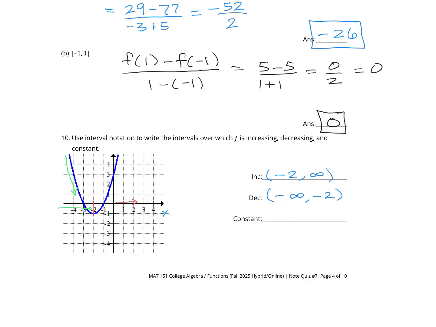And then you'll notice that constant would be being flat. And this graph is never flat. This graph is always curving and changing. So there are no intervals where it is constant. It is possible to have a graph that does that. If you think back to the piecewise on the previous page, it did that for a while. But again, here, we're looking at when things are going up or down or staying the same. And again, we always use the x values to answer these questions using interval notation.